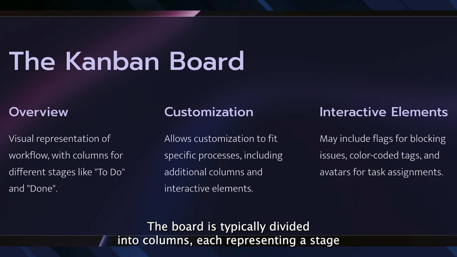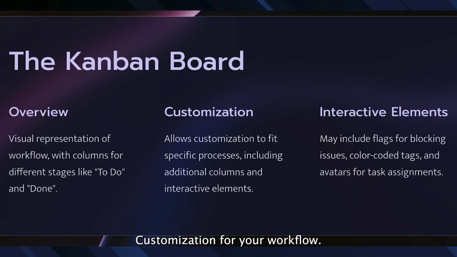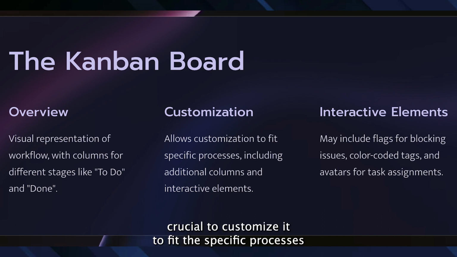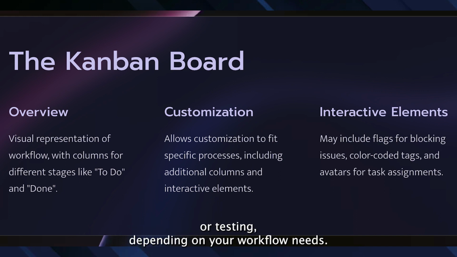The board is typically divided into columns, each representing a stage in the workflow process, such as to do, in progress, and done. Customization for your workflow. While the basic structure of the Kanban board is simple, it's crucial to customize it to fit the specific processes of your team or project. This might include adding columns for stages like review or testing, depending on your workflow needs.